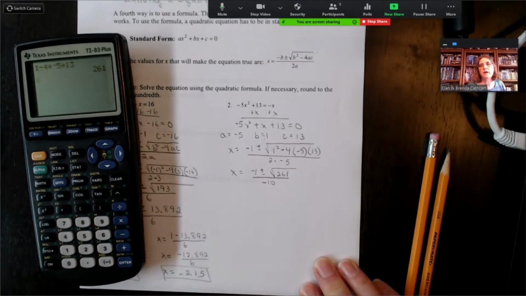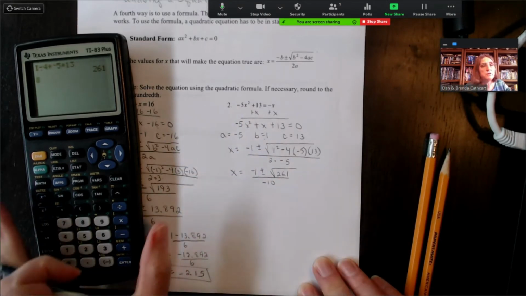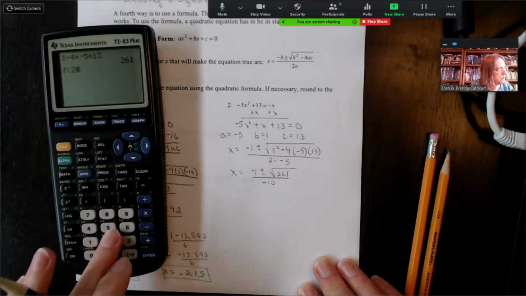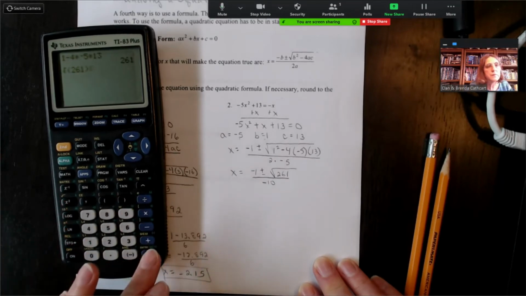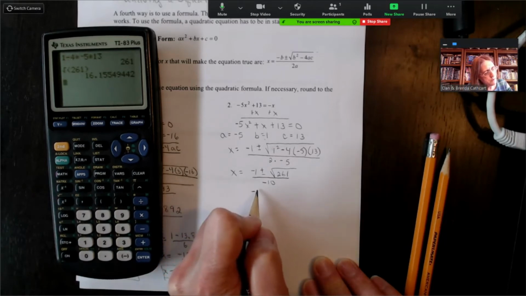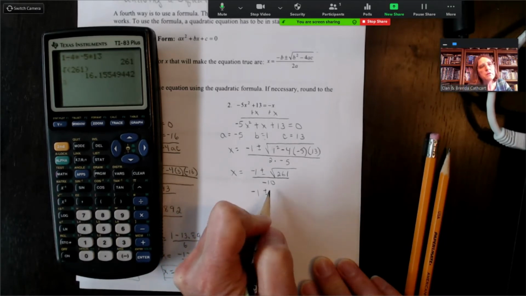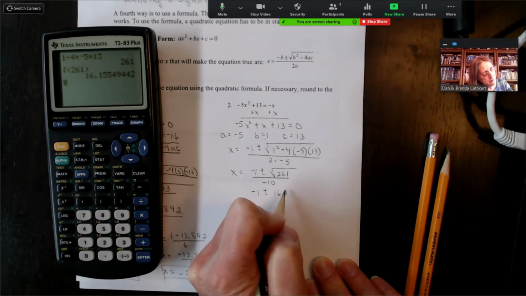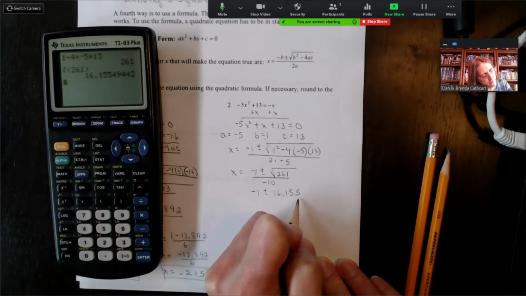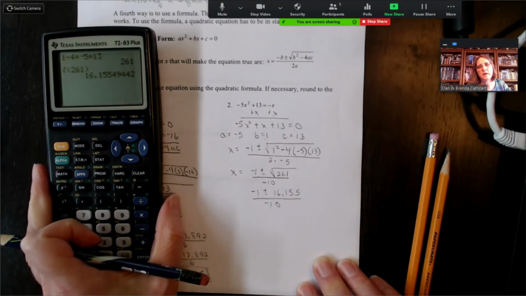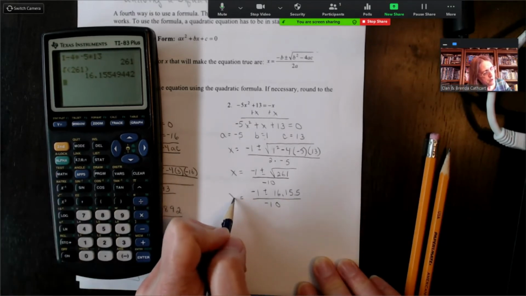So we have the square root of 261, and the whole expression is divided by negative 10. Again, we want to round to the nearest hundredth, so we need to know what the square root of 261 is. Taking it out to the thousandths place, we have negative 1 plus or minus 16.155, all divided by negative 10. These are our values for x.